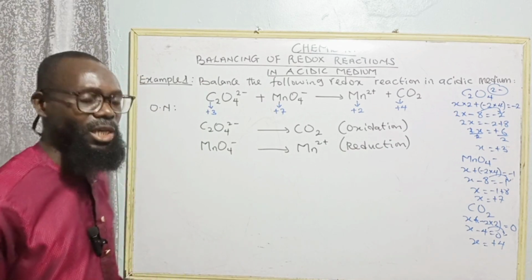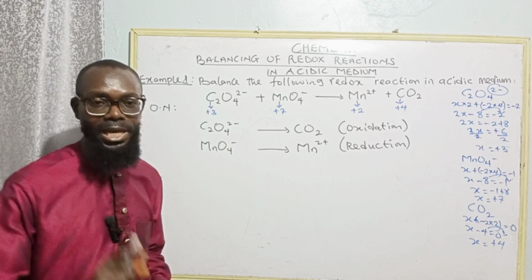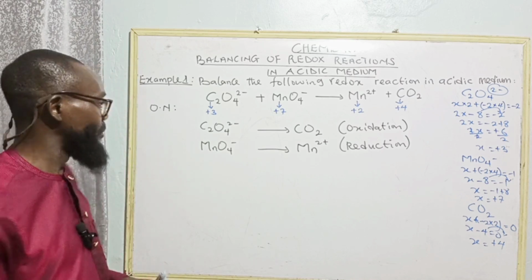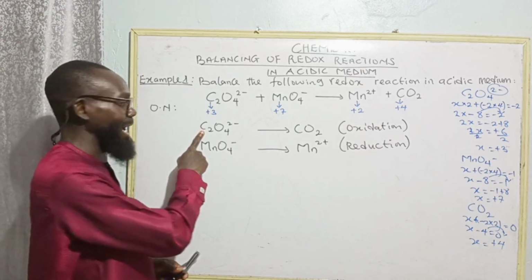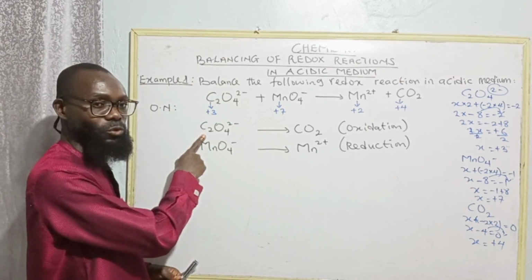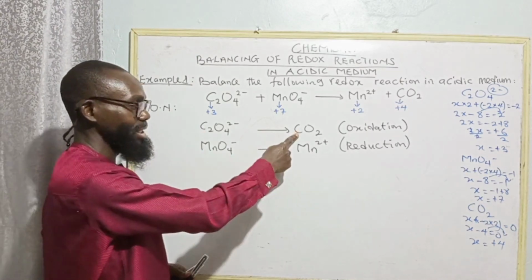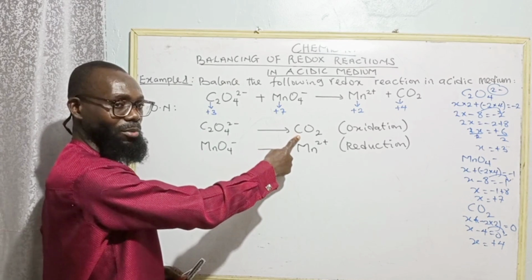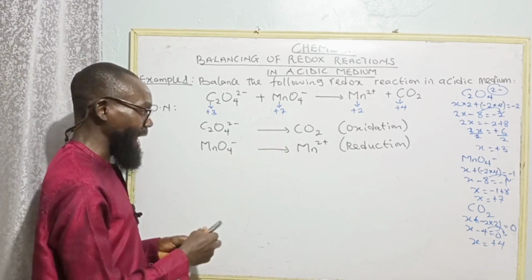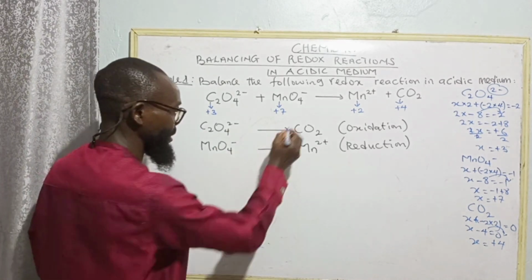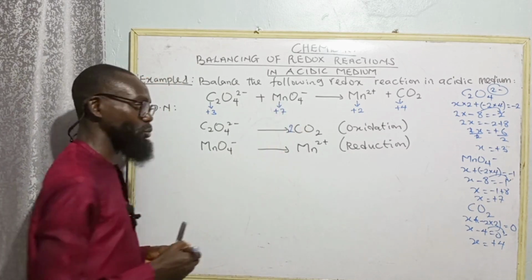Now, the second one is to balance the atoms except oxygen. We now say this is carbon here. How many carbons are here? We have 2 carbons. How many carbons are here? We have 1 carbon. So to make it 2, I have to add 2 here to balance it. So I have 2 carbons there.